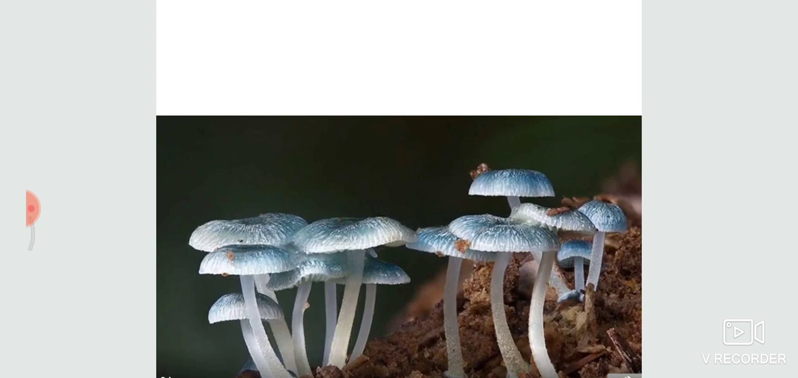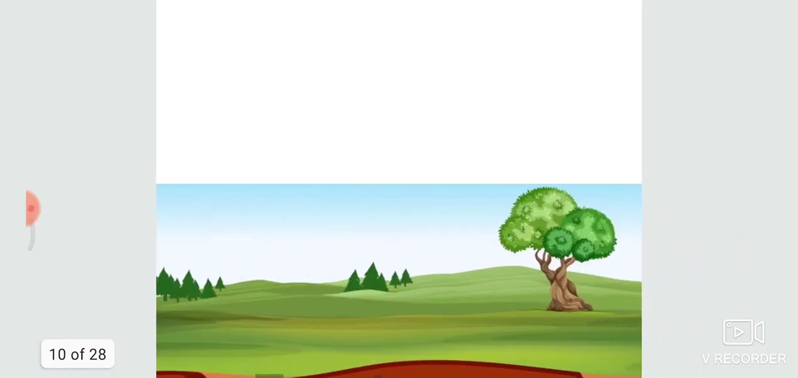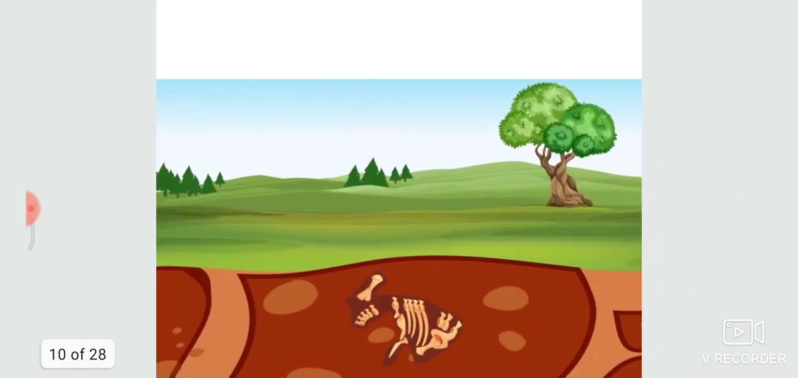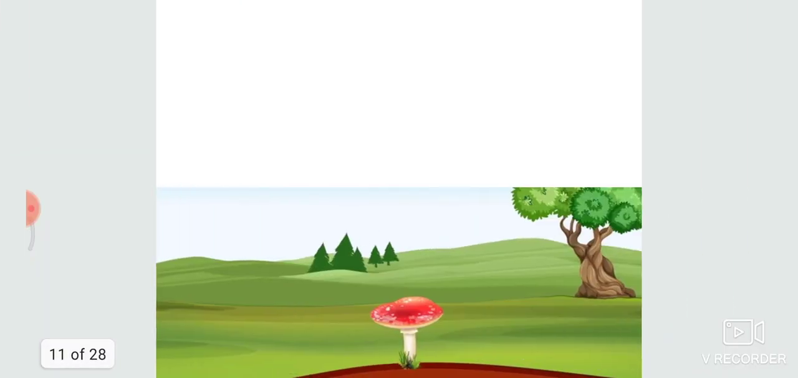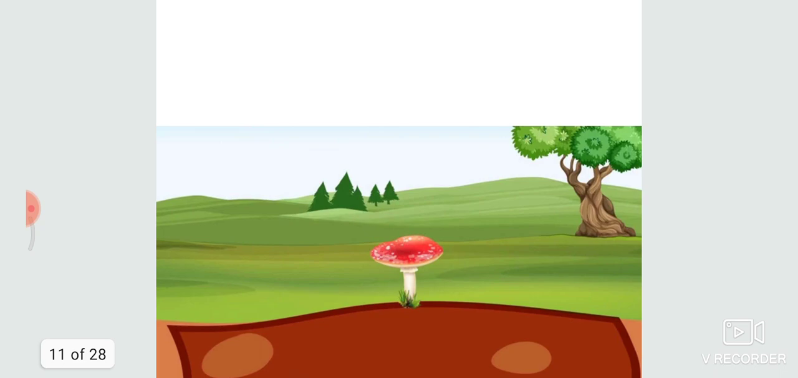Now let us see how nutrients are replenished or recycled in the soil. Plants continuously absorb nutrients from the soil. As a result, the soil becomes deficient in nutrients. To overcome this deficiency, manure and fertilizers are added to the soil.